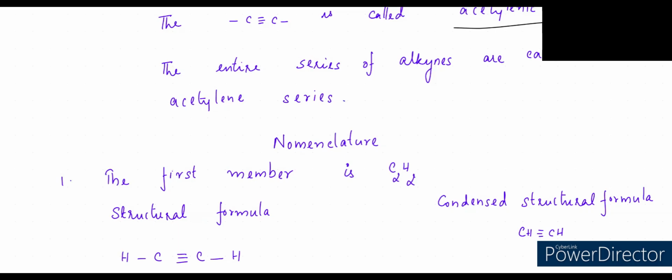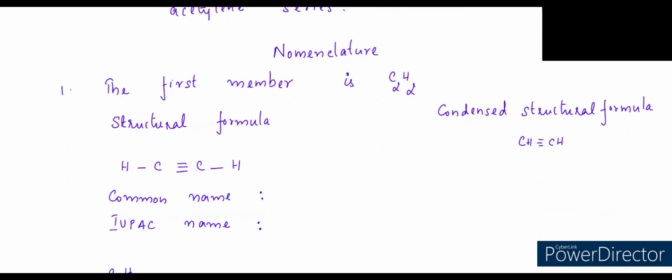Nomenclature of alkynes. The first member itself has two carbon atoms because you need to have carbon to carbon triple bond. So you need a minimum of two carbons. Therefore, the first member's molecular formula is C2H2.